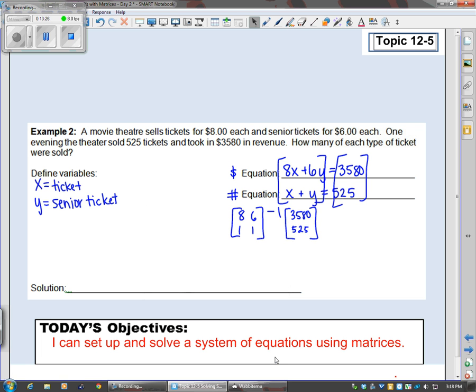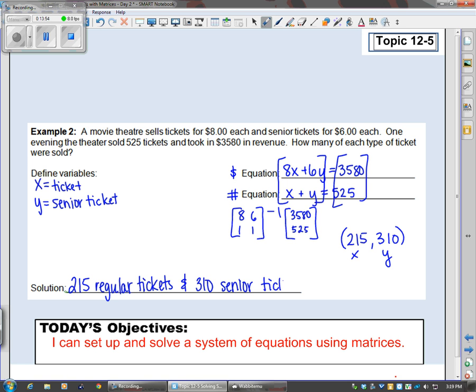Now we have meaning in these. So where yesterday we wrote an ordered pair of 215, 310, today these have meaning. This is a regular ticket and this is a senior ticket. So we can say there were 215 regular tickets and 310 senior tickets that were sold.